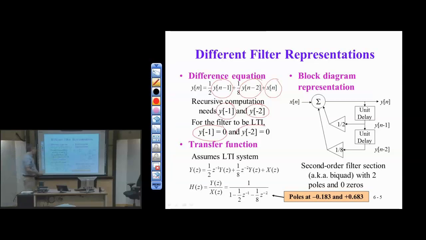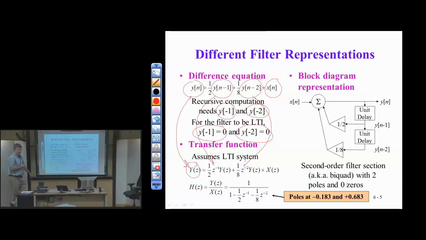Next term, so if I do the Z transform of the next term, it's 1/8. The 1/8 comes down. Delayed by 2 means I multiply by Z to the minus 2. And then the Z transform of little y of n is capital Y of Z. And then finally, we have a placeholder. The Z transform of little x of n is capital X of Z.